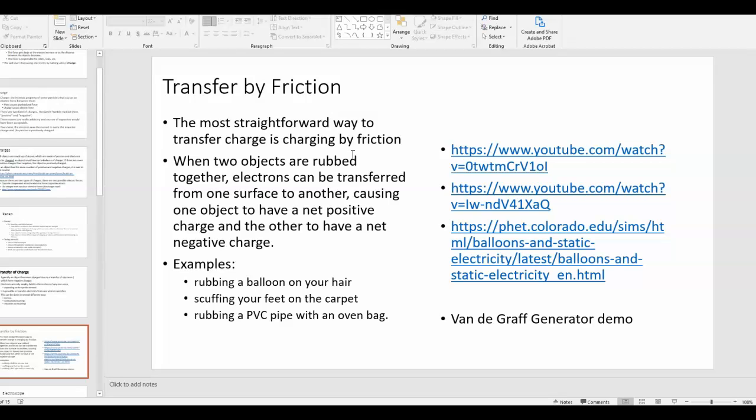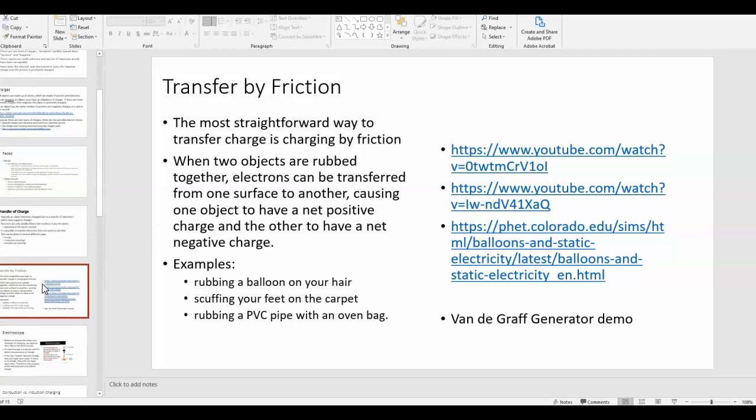Okay, so those are the most common examples that people might be familiar with on a day-to-day basis. But you can also transfer charge by rubbing objects together, like rubbing a PVC pipe with an oven bag. If you take a balloon and you rub it on your shirt, that is a transfer of charge by friction because that involves rubbing two objects together. Okay, so charging something by friction is probably the most common way of charging an object that you might experience day to day. Okay, so I'm going to link some videos in here so you can see what I'm talking about.